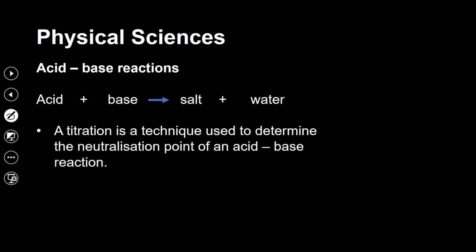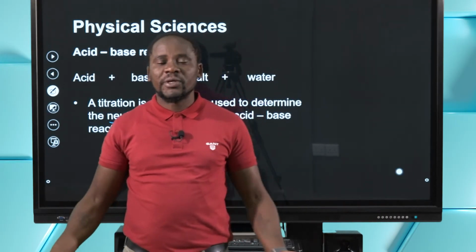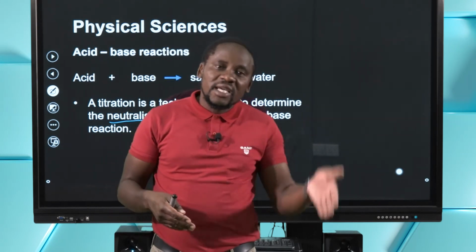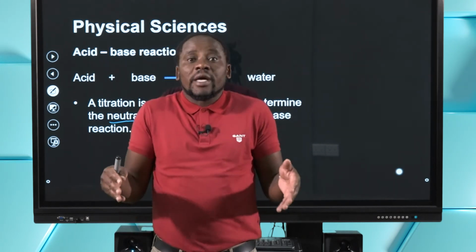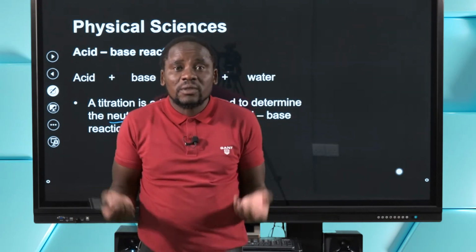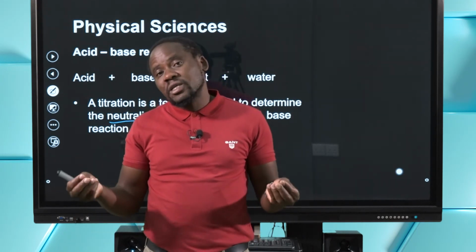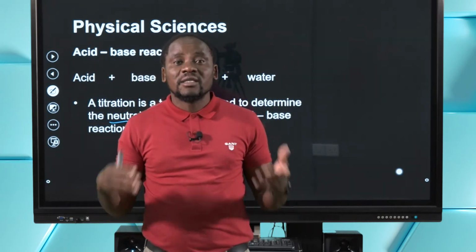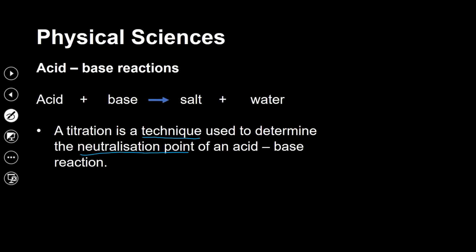And then a titration becomes a technique. It's a procedure that is used to determine the neutralization point of an acid-base reaction. So for you to determine the neutralization point, we make use of an indicator in a reaction between an acid and a base. Hence we're saying that ordinarily, this is a neutralization type of reaction, if we were to classify these reactions as we know them.